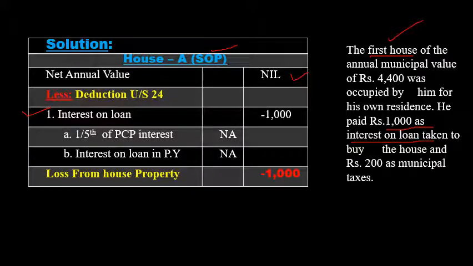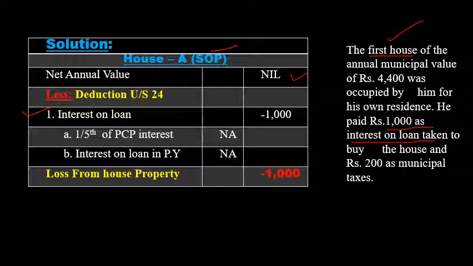This calculation comes whenever a loan borrowed for the house construction or the house purchase is given in the problem. If there is no such information, then whatever interest on loan is given, you can consider. Even if the interest on loan is not given, then you can consider it as nil. So in this problem, the interest on loan is directly given, so 1000 rupees. So that is a deduction under section 24, 1000.